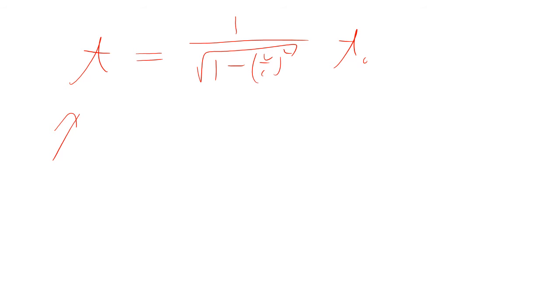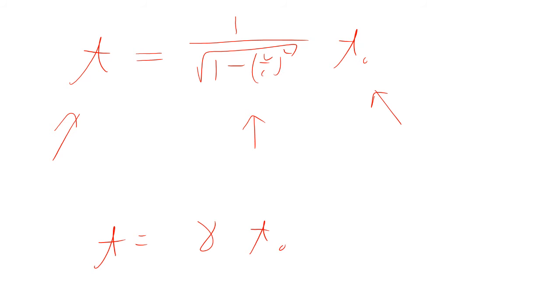So t, this is for the stationary observer, equals t naught times 1 divided by the square root of 1 minus v over c squared. T naught is the time measured by the moving person. So you have two different things happening here: time measured by a stationary observer and time measured by a moving observer. And they're different. The difference is this factor right here. We sometimes call that the gamma factor.